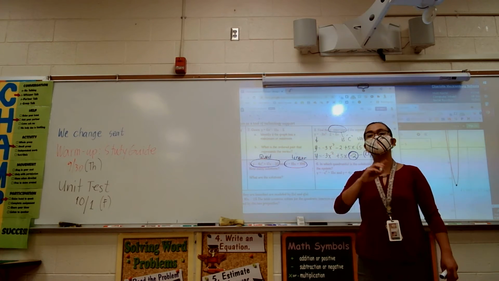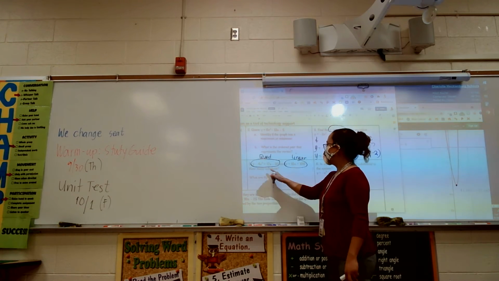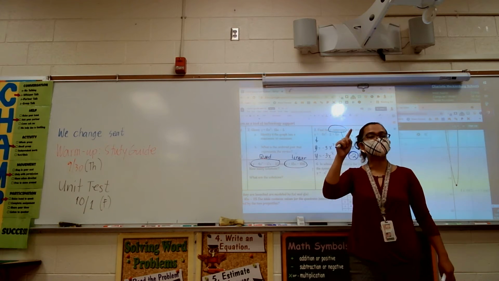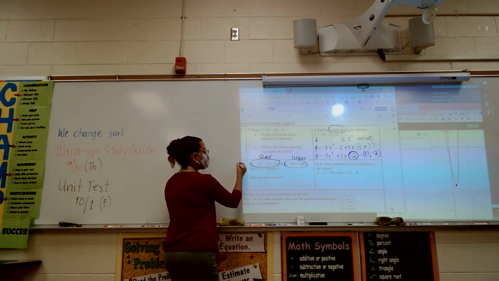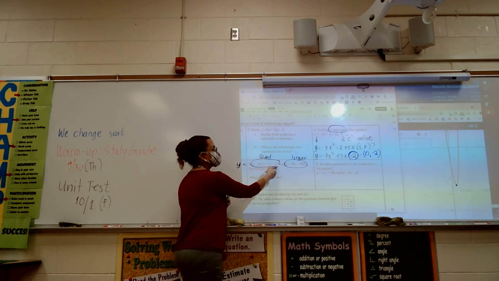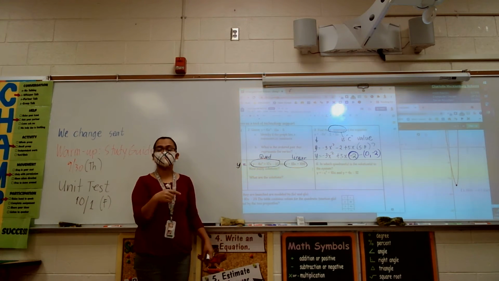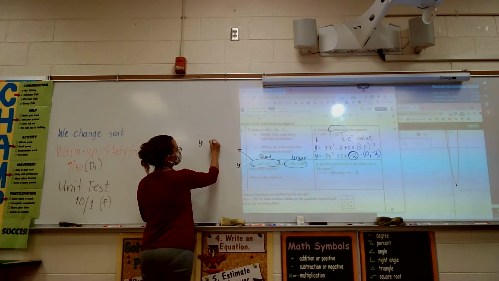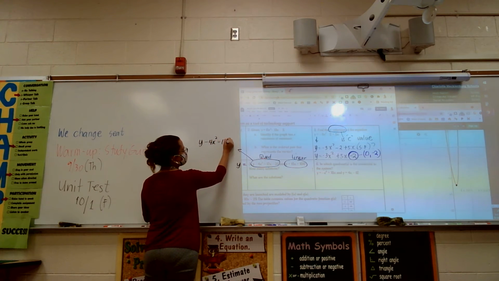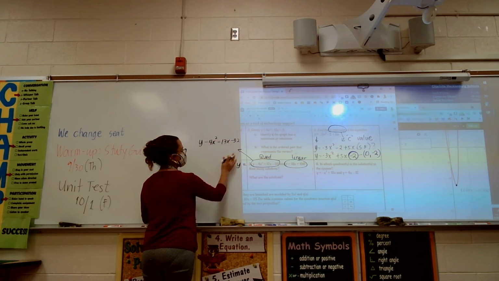Now, but the problem is, we can't solve this one unless it is in y equals. They are not in y equals, so we need to do it. Okay? So I will take y minus 4x squared equals 17x minus 32.